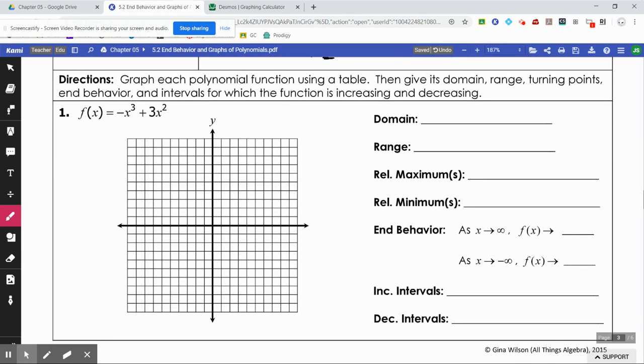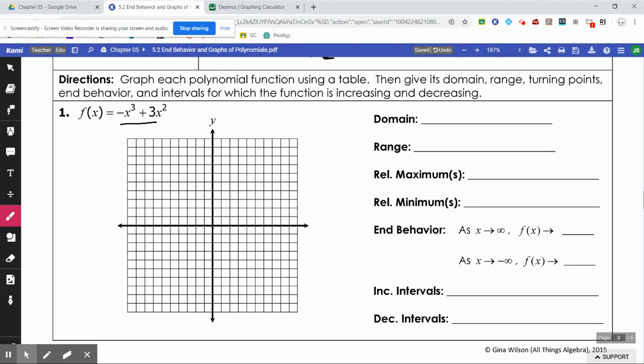Okay, first problem. You see the function here says graph the polynomial function using a table. We're actually going to use Desmos. You could use a t-table, but we're going to use Desmos. We're going to plot the graph on here, give us domain and range, and we're going to do all this stuff over here to the side.